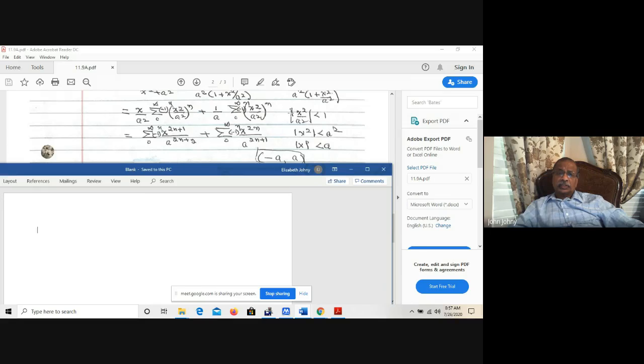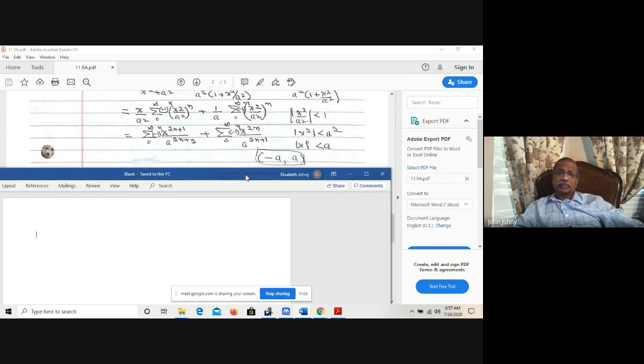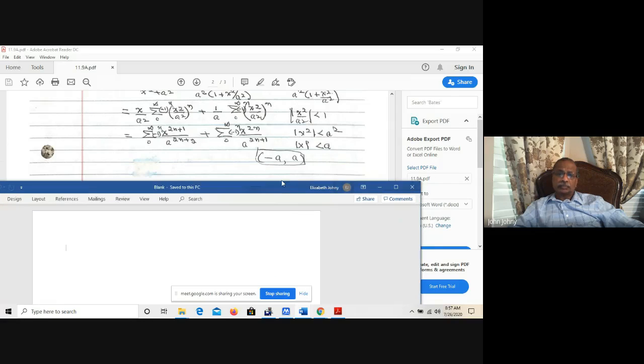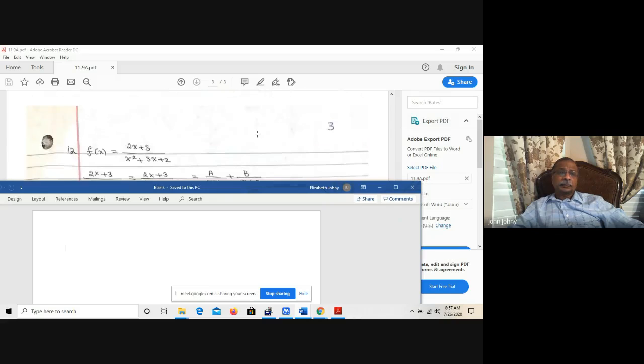Interval of convergence, you replace x by x square over a square. So absolute value of x square over a square must be less than 1. That is, absolute value of x square must be less than a square by multiplying both sides by a square. That is, absolute value of x must be less than a. x lies between negative a and positive a. So interval of convergence is negative a to positive a.